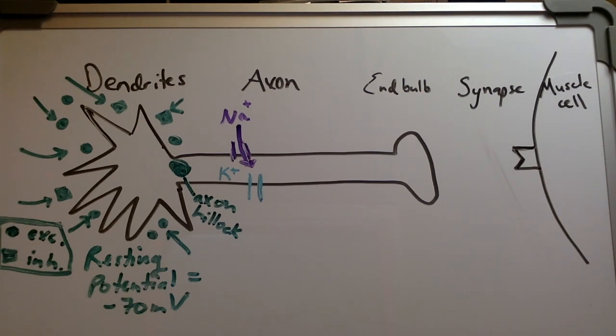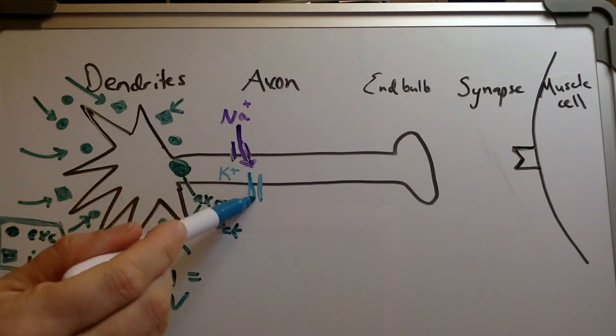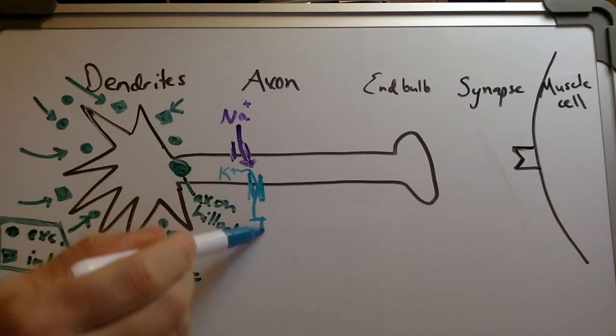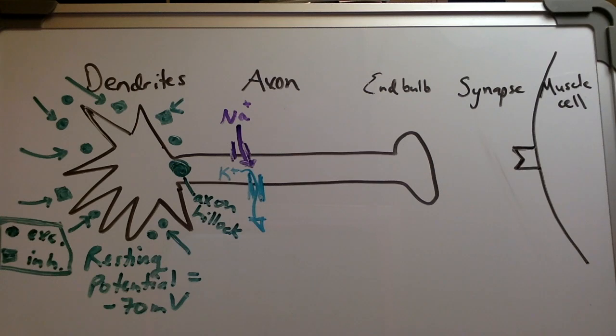Now, this overload of positive charge in the cell causes potassium to rush out. So these potassium channels will open and potassium will rush out of the cell. And that is called repolarization because we're going to get rid of some of that positive charge and move it back farther down toward that negative resting potential.